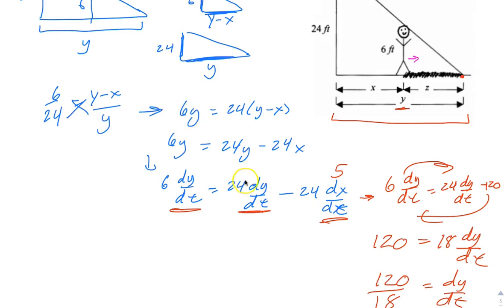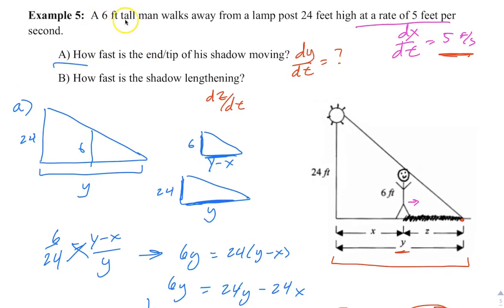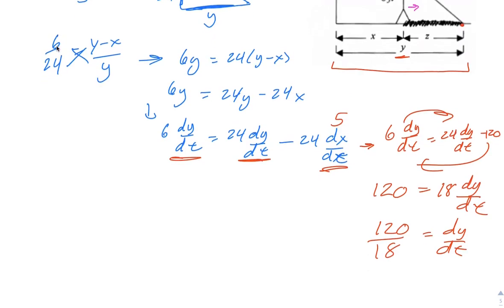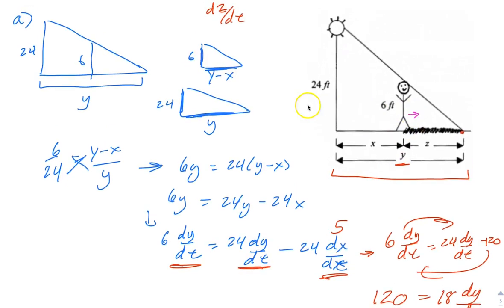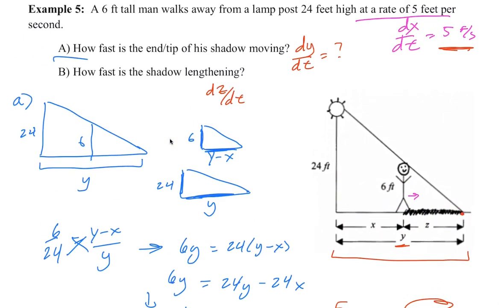Remember, units, don't freak out. We have y, which is just one of these guys. So y is feet, we're in feet, and then t is time, so it's feet per second. Y is feet, time is seconds, so feet per second. 120 over 18 feet per second. That's how fast the tip of the shadow is moving. So that's A. Now let's do B.